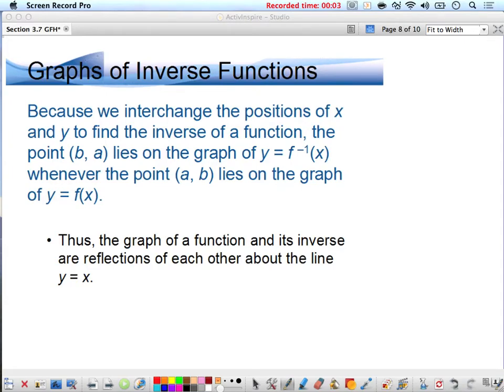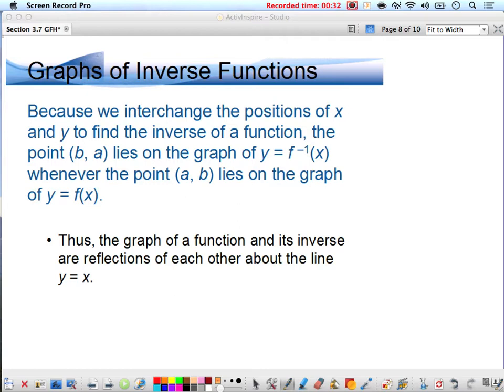Because we interchange the positions of x and y to find the inverse of a function, the point (b, a) lies on the graph of the inverse anytime the point (a, b) lies on the graph of the original function. So what that means is that if (3, 2) is on the original, then what will be on the inverse? (2, 3). Yeah, all it does is switch the x's with the y's.